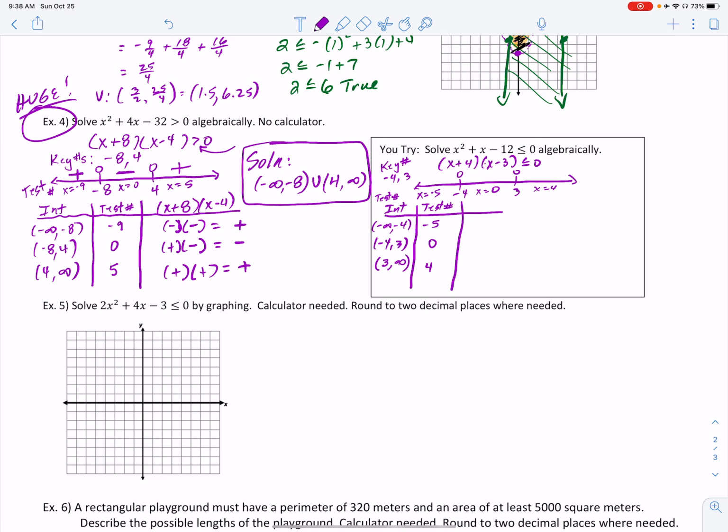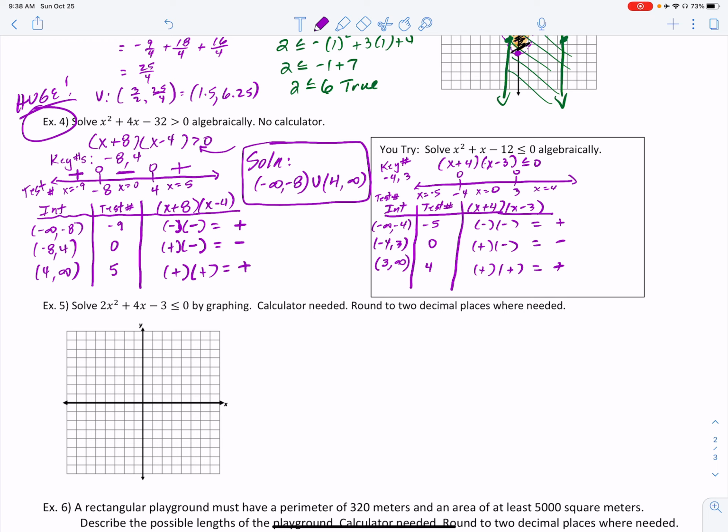And then show what you are putting those test numbers into, which is the factored form. And then show if I put -5, I get a negative. Put -5, I get a negative. And negative times negative is positive. If I put 0, I get positive, and then I get a negative. Negative. And if I put 4 in, they both happen to be positive. Positive, negative, positive. So this is the work that you need to show.